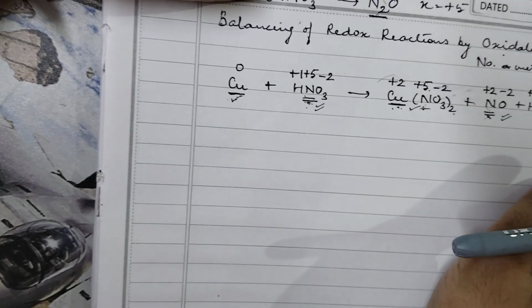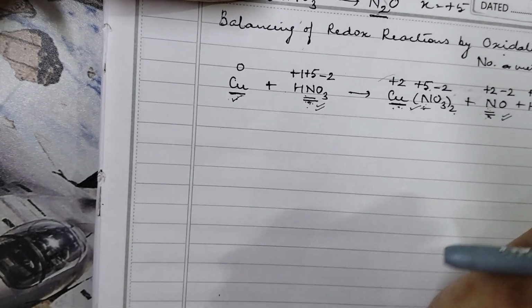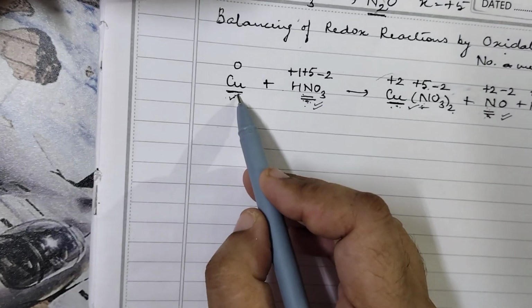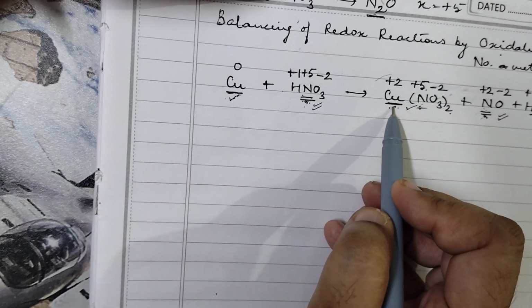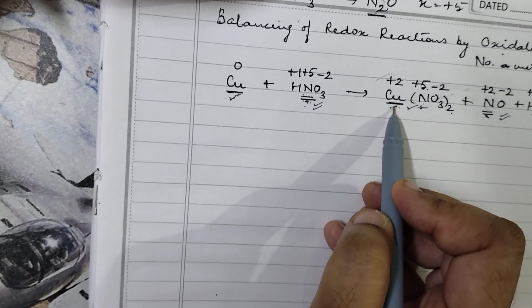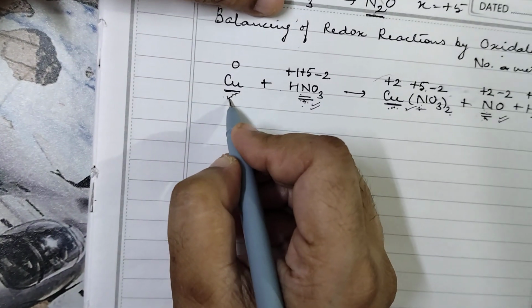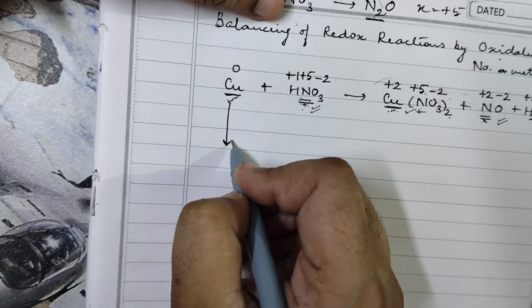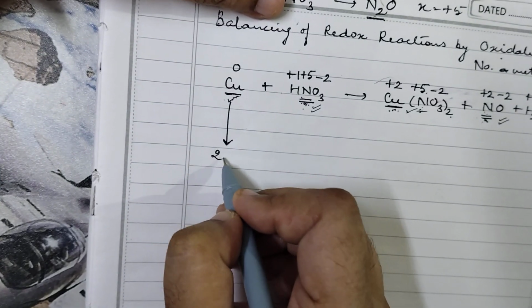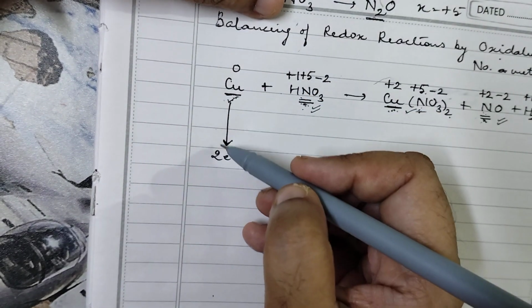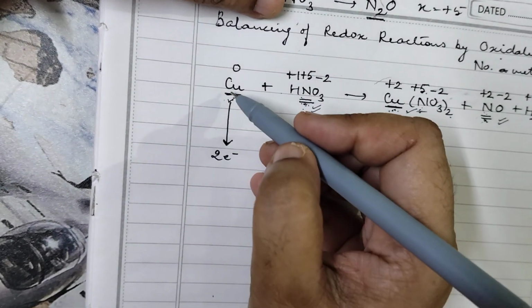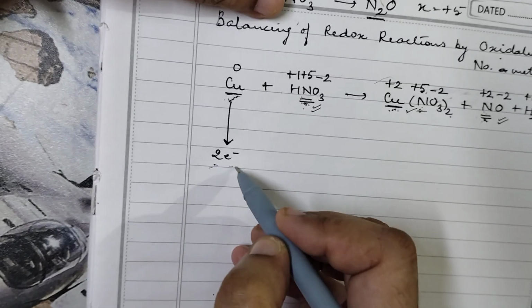So this is the next thing which we had to do. Now copper is changing into copper +2. It is oxidation, and oxidation is the loss of electron. So copper can change to copper +2 only when it loses 2 electrons. For loss of electron, I am making an outward arrow. That means copper is losing 2 electrons.